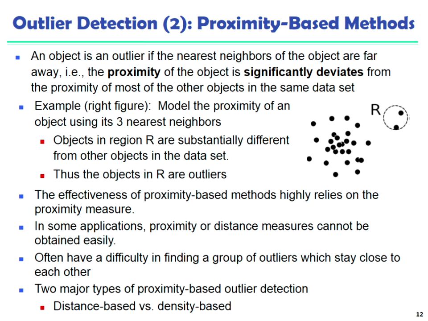An object is an outlier if the nearest neighbors of the object are far away. The proximity of the object significantly deviates from the proximity of most of the other objects in the same data set. So this is an example. If we consider three nearest neighbors here, objects in the figure in the region R are different from other objects in the data set. Thus the objects in R are outliers. Is it clear? Any questions?